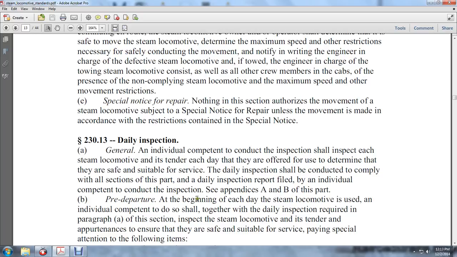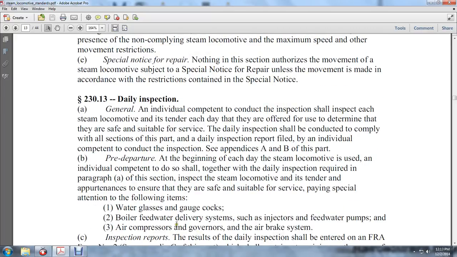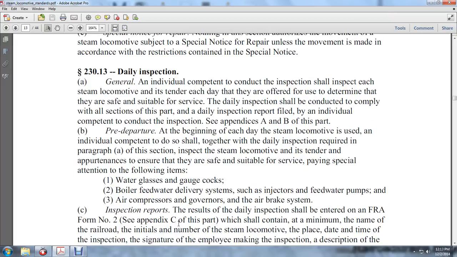Pre-departure. At the beginning of each day the steam locomotive is used, the competent individual shall, together with the daily inspection required in paragraph A of this section, inspect the steam locomotive and tender to ensure that it is safe and suitable for service, paying special attention to the following items: the water gauge, glass and gauge cocks, the boiler feed water delivery systems such as injectors and feed water pumps, air compressor governors, and the air braking system.